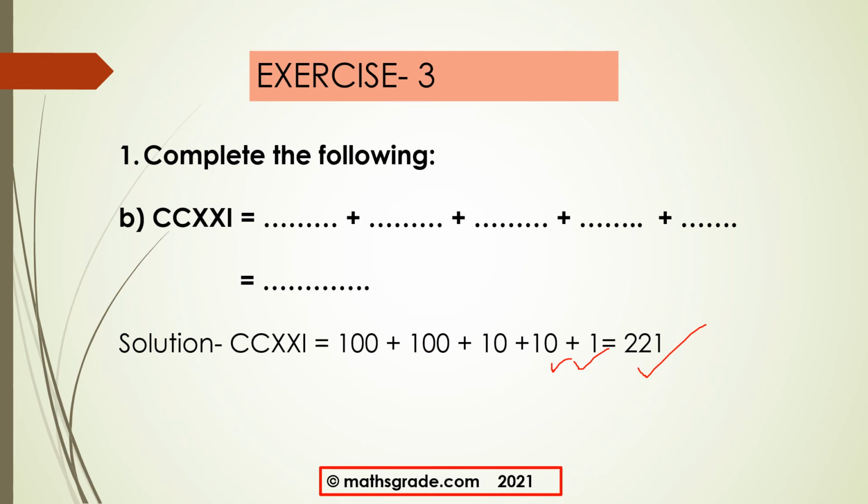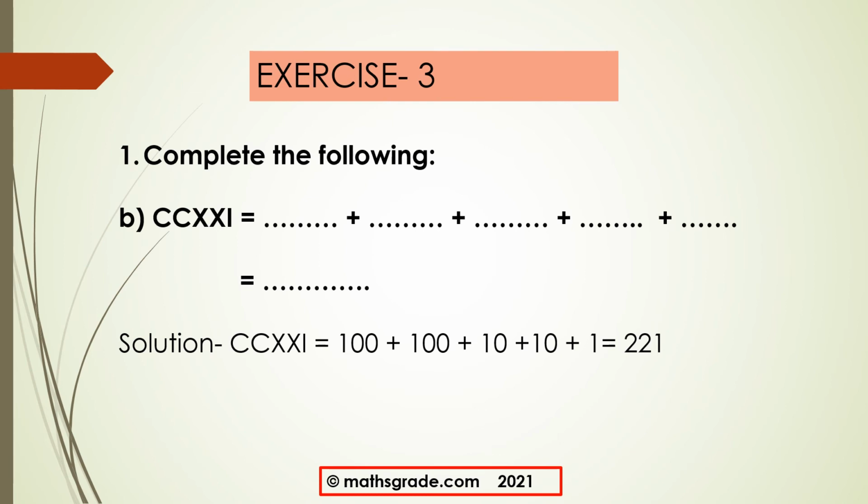When a smaller value is written to the right side of the larger value, then we have to add. Here C is the larger value, and it is written to the left side of the smaller value X. So we have to add. This is in descending order, so we have to add.